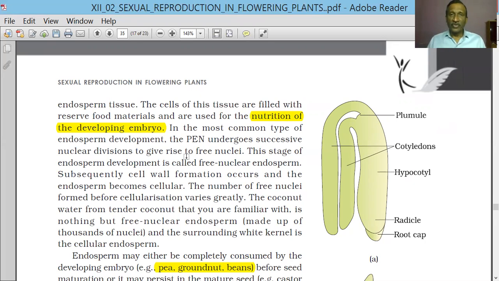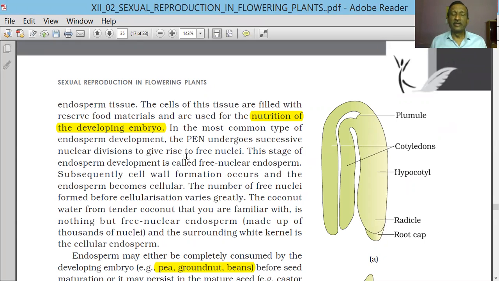First is the free nuclear type. In free nuclear development, the endosperm cell formed after fertilization continues to divide, that is, the nucleus, not the cell, starts dividing. One nucleus forms 2, 2 form 4, 4 form 8, 8 form 16, and this multiplication goes on without formation of cell wall. So it is only a collection of a large number of nuclei. There is no cell wall, no cytoplasm division, no cell.